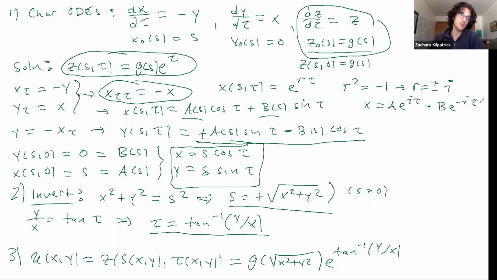And because you can construct trig functions from sums and differences of these pure imaginary exponentials, you can also write this as a cosine tau plus b sine tau. Yeah. So I skipped some steps, but it's kind of like engineering differential equations. But I can point you to some resources if you need to review your undergraduate ODE material. Does that answer your question?